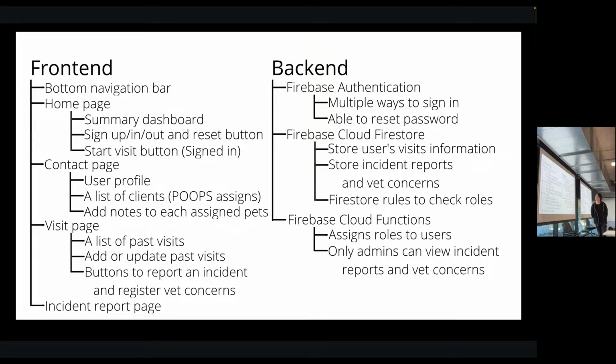So the backend will be Firebase Authentication, which will allow multiple ways to sign in, ability to reset passwords, a Firebase Cloud Firestore, which stores all the users' information, the incident reports, vet concerns, and yeah, Firestore rules to check roles. There'll also be Firebase Cloud Functions, which you can use to assign roles to users. So we're still not sure if we want to just have 2 users, just admins and volunteers, or we're going to extend this to the actual clients themselves. But yeah, only admins can view incident reports and vet concerns.